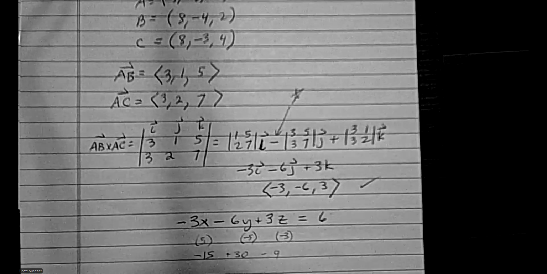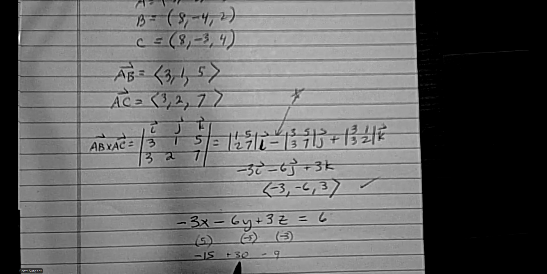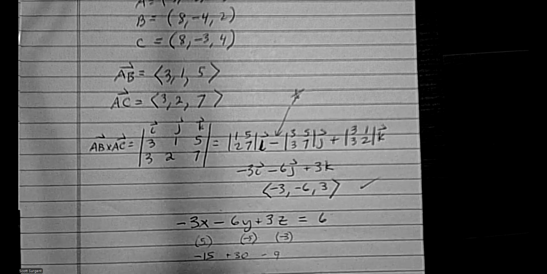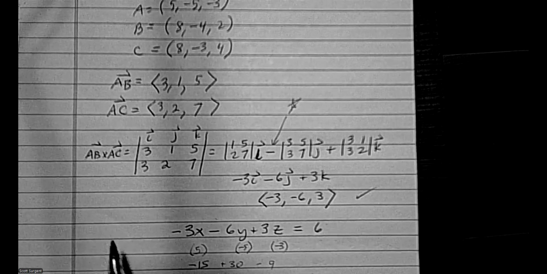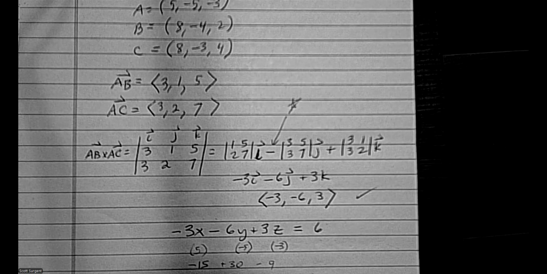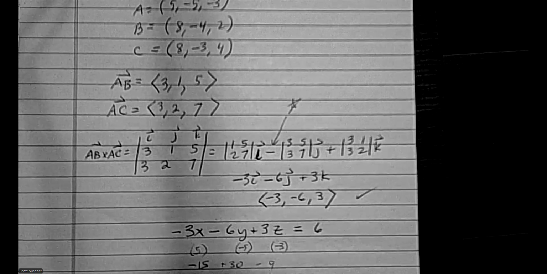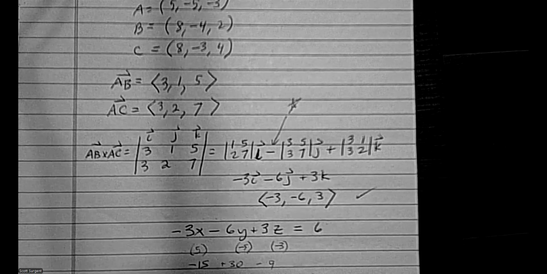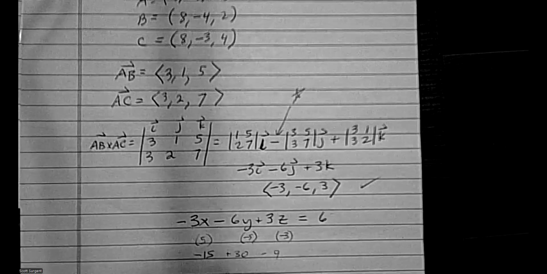Let me double check that. It looks about right. No, hold on. No, that's right. All right. But I can also check that by taking another point. If I take the point 8, -4, 2, let's try that. 8 times -3 would be -24. -4 here, so negative. Yeah, that works. So I get 6 as well. Beautiful. All right, cool. Does that help? Did I answer your question?